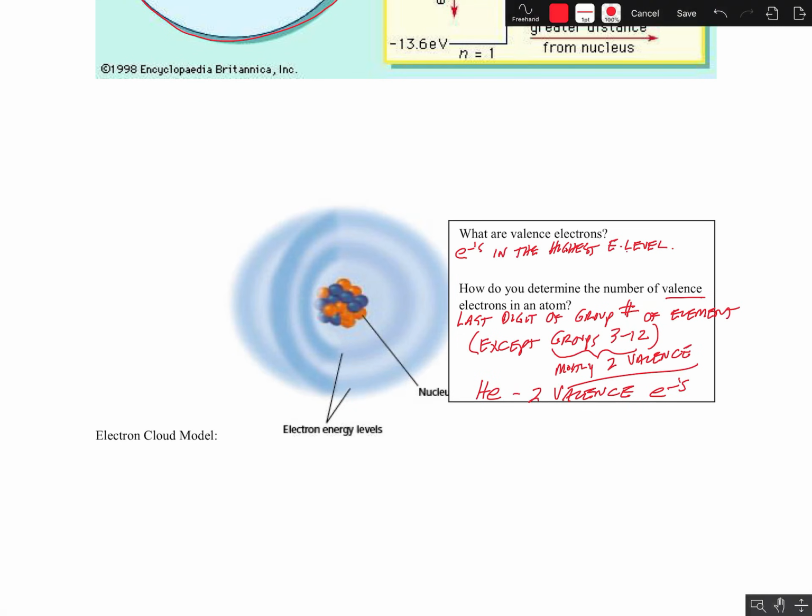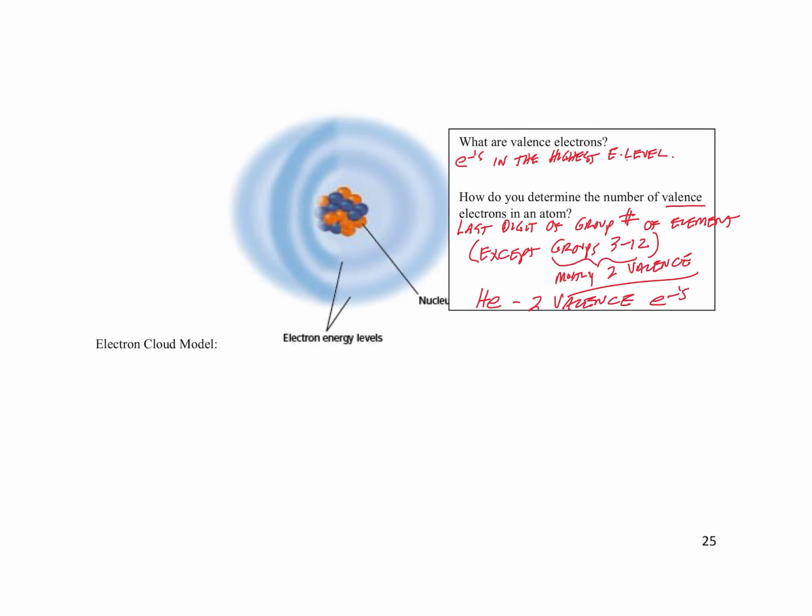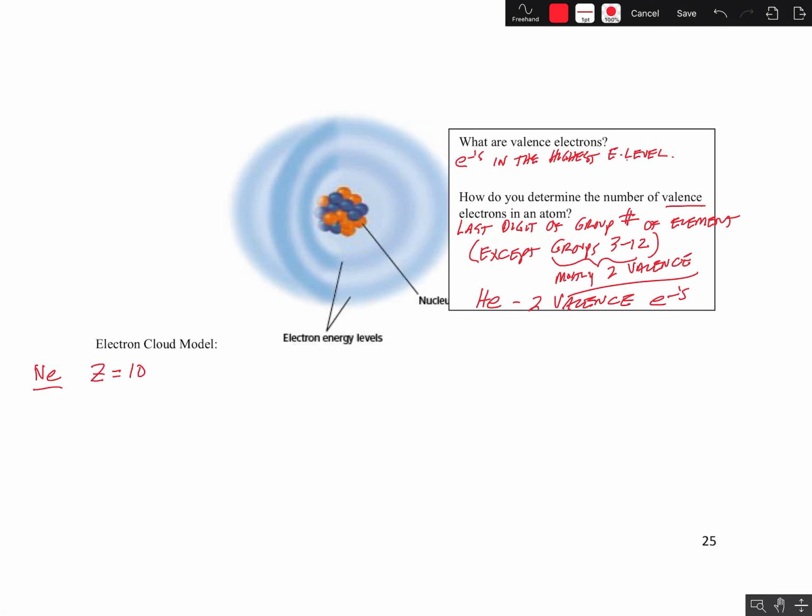So how do we figure this out? How does this work? Well, let's talk about a couple of different elements. Let's take, for instance, let's go with neon, okay? The atomic number for neon is 10. So the way we abbreviate atomic number is Z. So we'll say its atomic number Z equals 10.